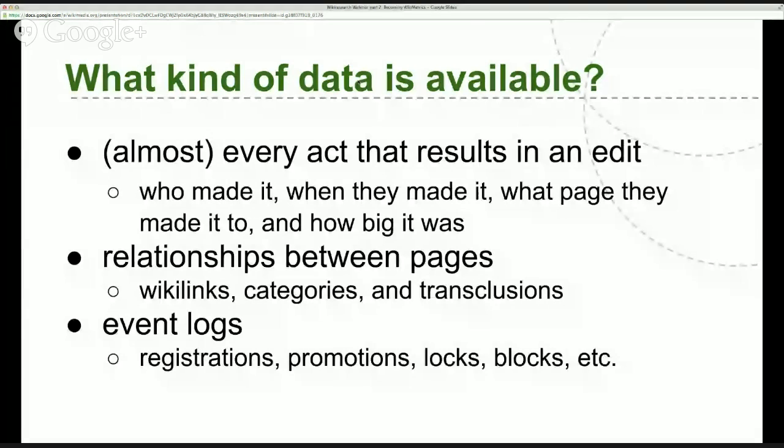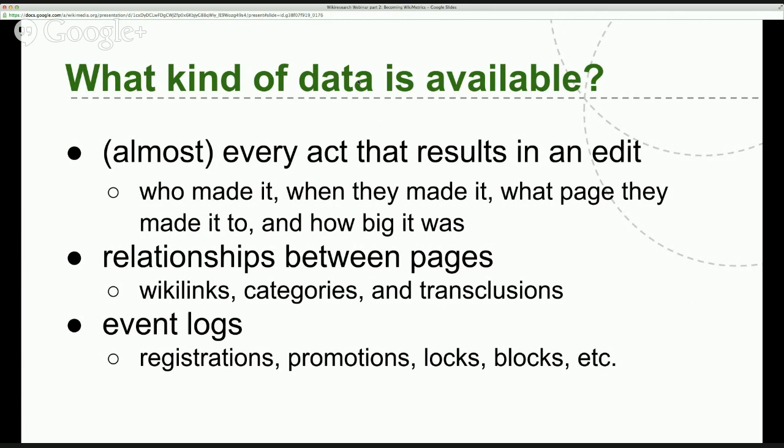So the databases that we have available to us, made available on wmflabs.org, include almost every act on every Wikimedia project that results in an edit, and then particular information about that edit: who made it, when they made it, what pages they made it to, how big it was, etc.